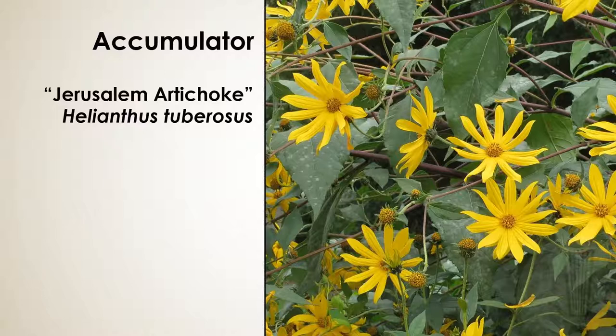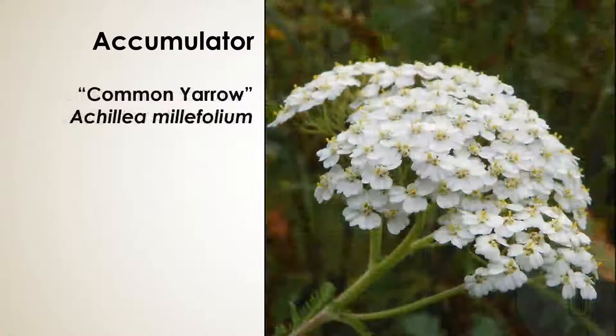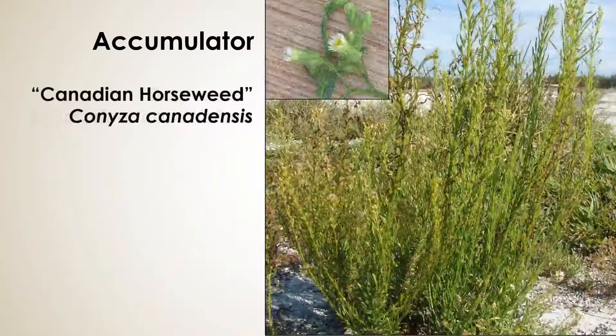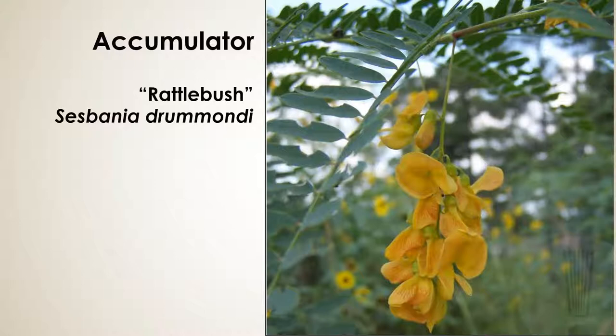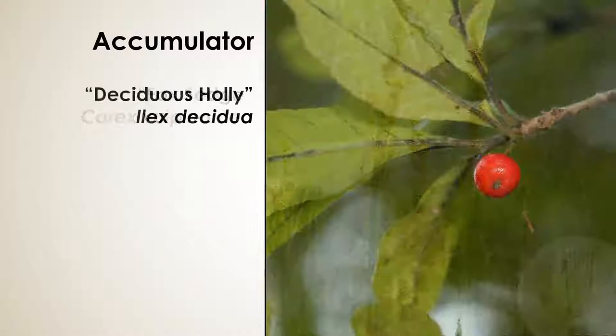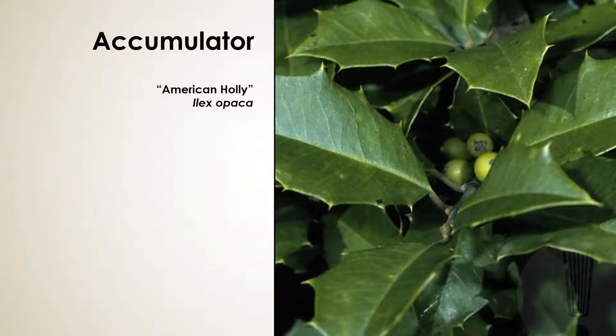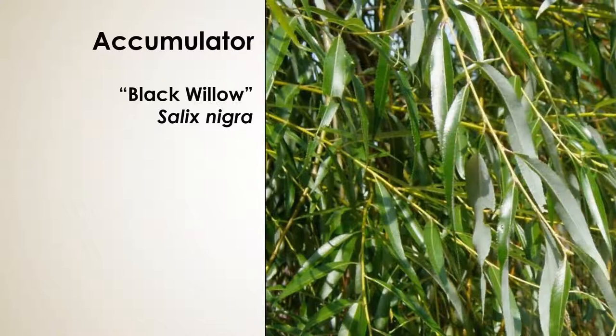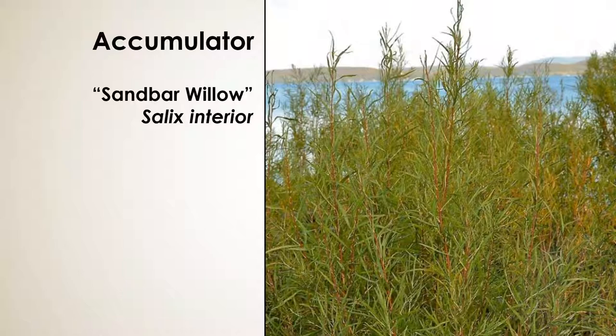Jerusalem artichoke, this is one that people forage the roots in the late fall and winter. Common yarrow, this is a medicinal native plant species. Dog fennel. It's that horseweed again. Rattlebush, Sesbania herbacea. Fox sedge, Carex vulpinoidea. Deciduous holly. American holly. Looks like I need to enlarge that text there. Black willow. Sandbar willow. It's another native species, not quite as common as our black willow.